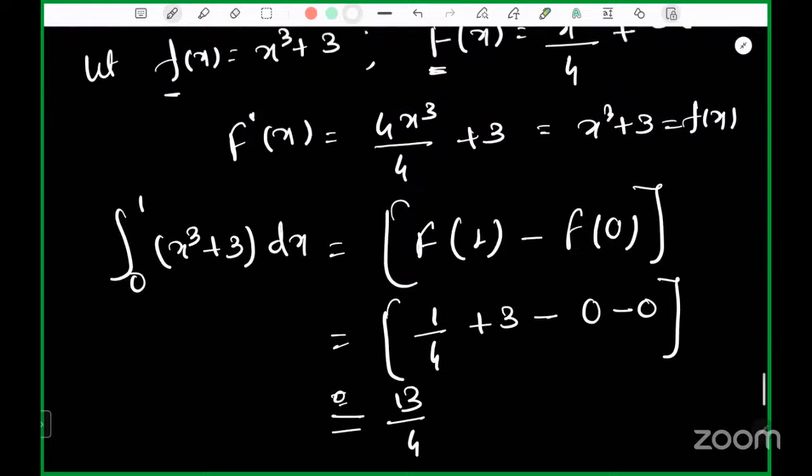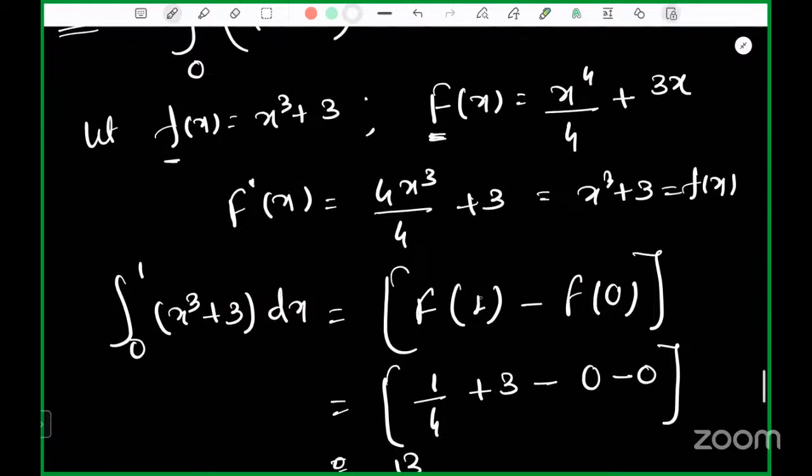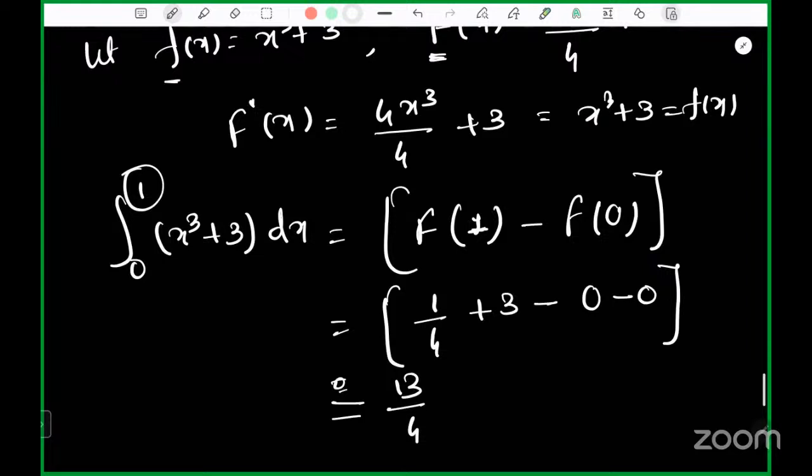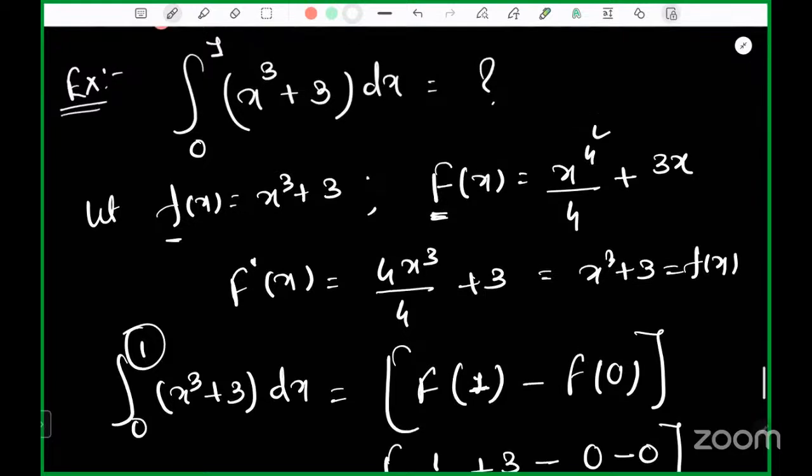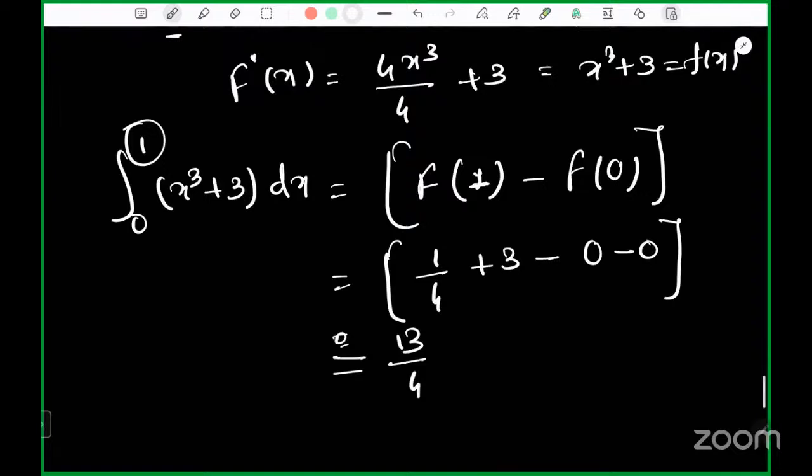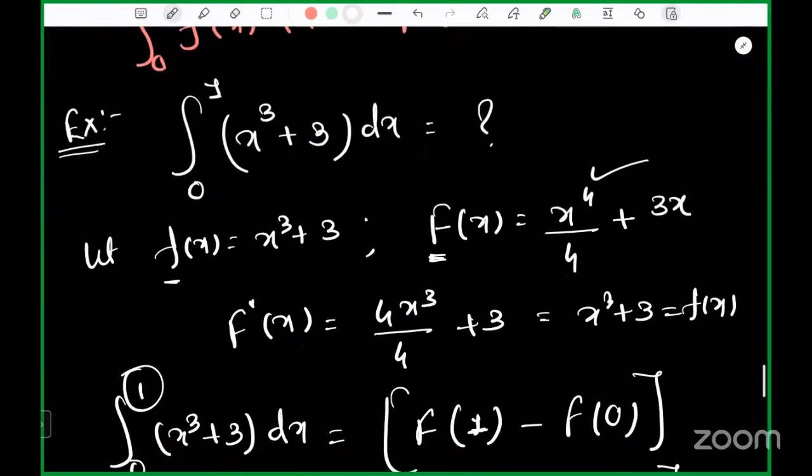Okay. So ma'am, in that equation, what is this capital F of, what is that, ma'am? Capital F of 1. Oh, one, that's a limit. You are taking the limit. Limit minus F of 0. And this F of 1 you can find from here, right? But we are not using the derivative, ma'am? We are using F, not f dash. This is x to the power 4 by 4 plus 3x. Okay, understood.